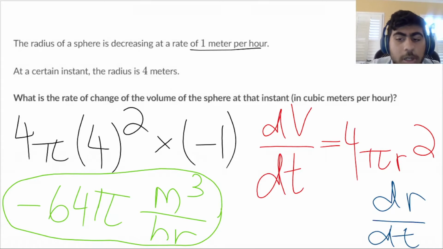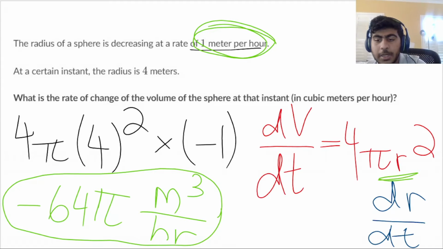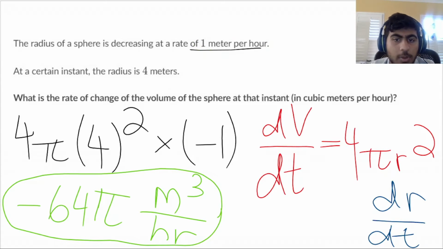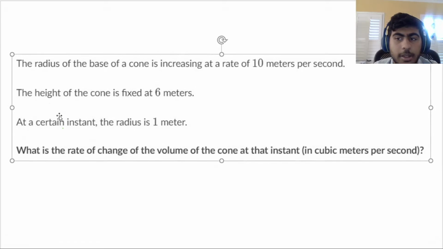It's extremely important to note that this will not be true for all instants. Even if this 1 meter per hour holds true, this radius is going to be constantly changing, and the rate of change of the volume will not always be this one value. But at the instant they're giving us, it will be that one value. So that's it for that question. Let's move on to another question.